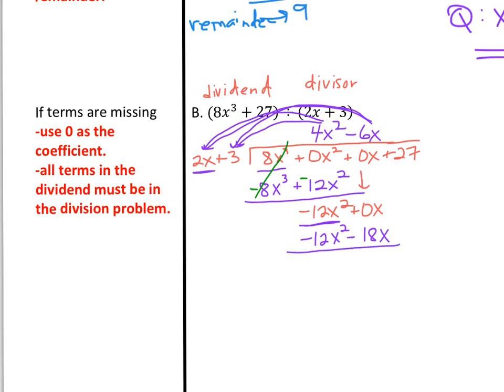And now watch what happens. You guys, if we're going to subtract this row, subtracting negative 12 actually means it's going to change to addition. Subtracting negative 18 would change that to addition as well. And now notice the negative 12x squared in red and the positive 12x squared in purple are opposites, so they cancel out. 0x plus 18x would give us 18x left over. Drop down the last term.